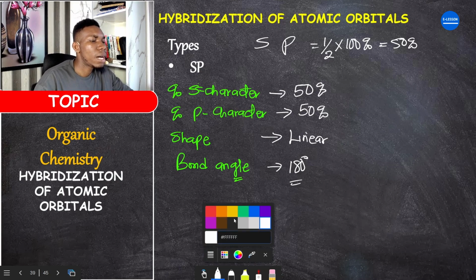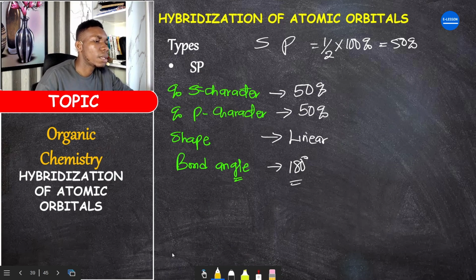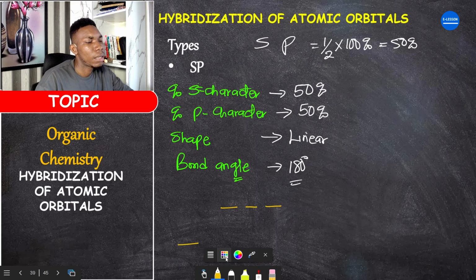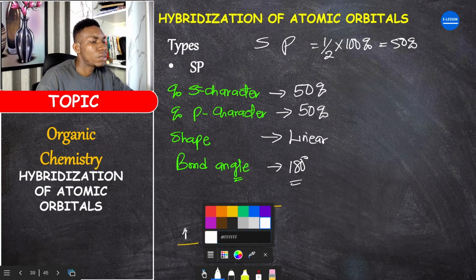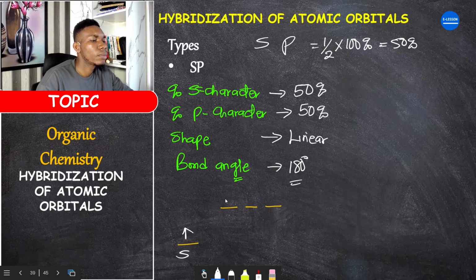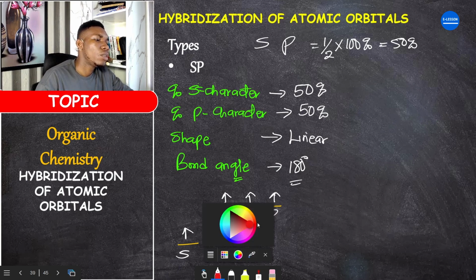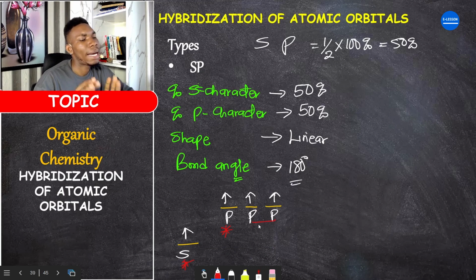So the same thing that we've done before, we'll also do it for this one. So this is the S, these are the 2P, and then hybridization took place. So this is P, P, P. What we are going to do for SP, you are only using two atomic orbitals, this one and this one. So these two are unhybridized.